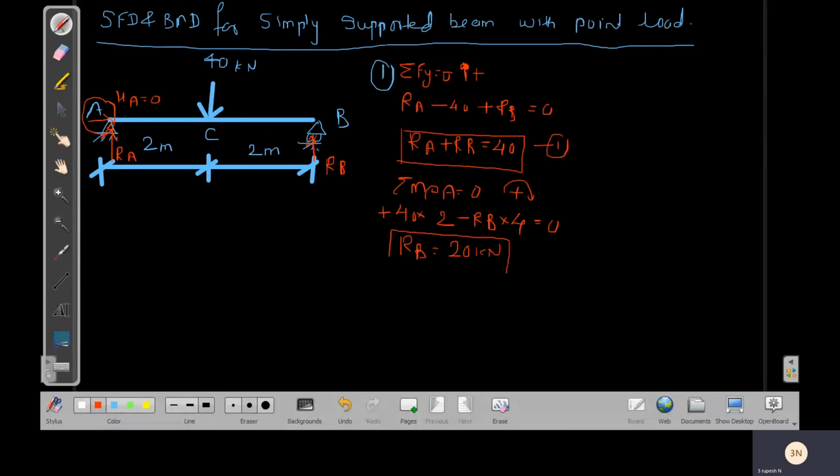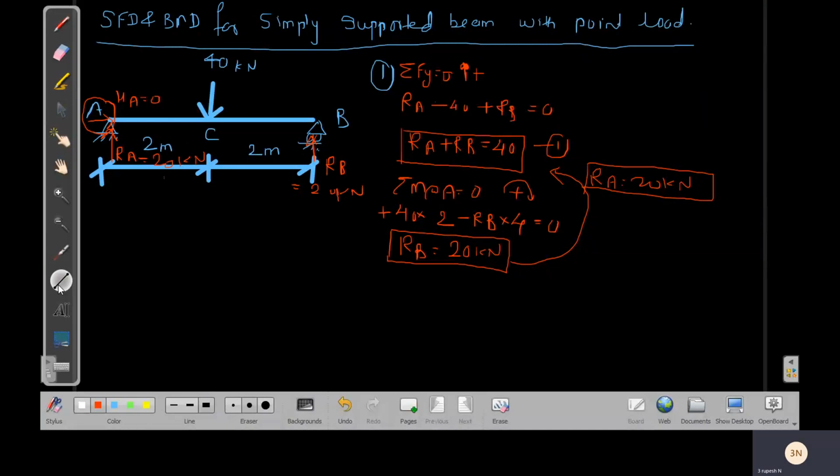Okay, as seen, this figure is symmetric about this axis. So reactions are 20, 20. Substituting in equation 1, we'll get the value of RA also 20 kilonewton. These are the reactions. This is 20 kilonewton, and this is also 20 kilonewton. Like this. Now you have to find out the shear force values and bending moment values.